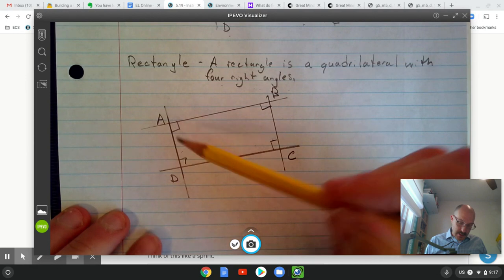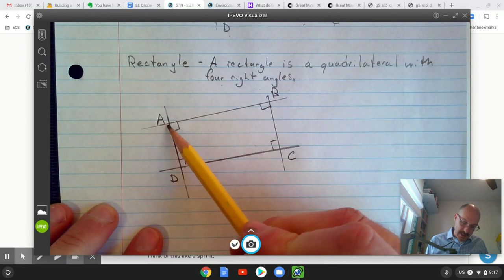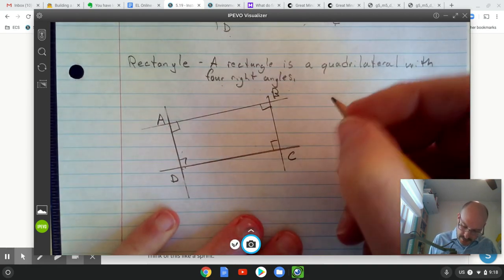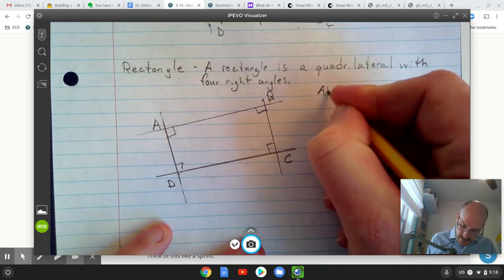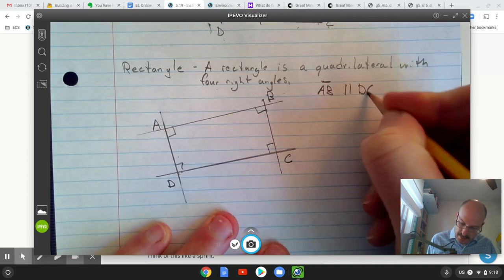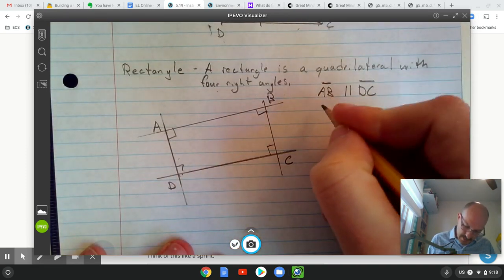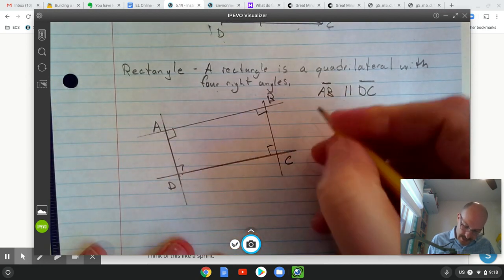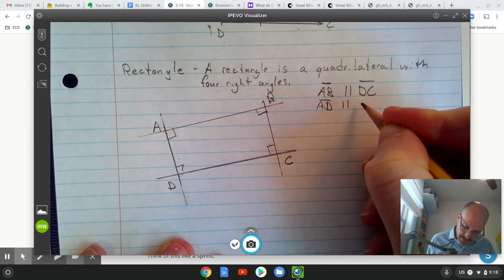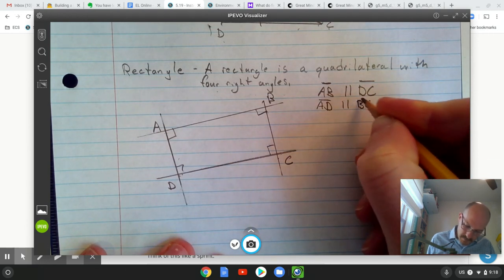Okay, so yeah, line segment AD is parallel to line segment BC. Line segment AB is parallel to line segment DC. Okay, so let's write some of that down. AB is parallel to DC. That symbol means parallel. AD is parallel to BC. I said sign, I should have said symbol. AD is parallel to BC, line segment BC.